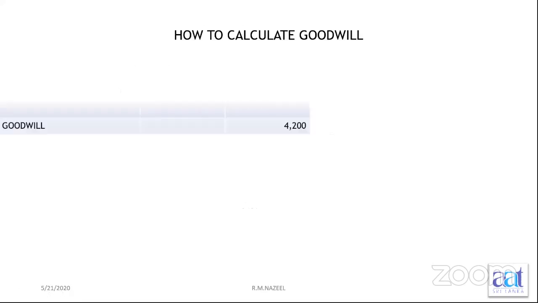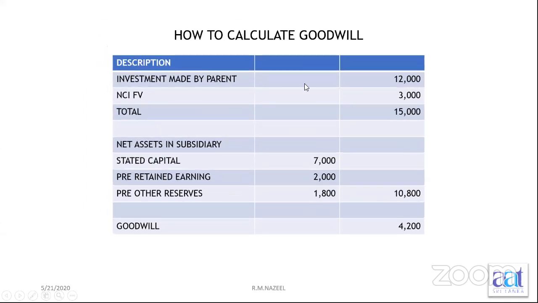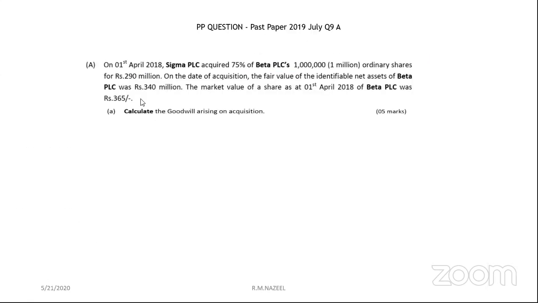So you can see I have given the answer. Investment made by the parent 12, NCI given by the examiner 3, total investment is 15. Stated capital 7, pre-acquisition retained earnings 2, pre-acquisition other reserves 1,800. Therefore the goodwill is 4,200, my dear student. So this is one of the past paper questions which I have taken as my model to do the question. Next one, there is another past paper question that is also a very recent question.